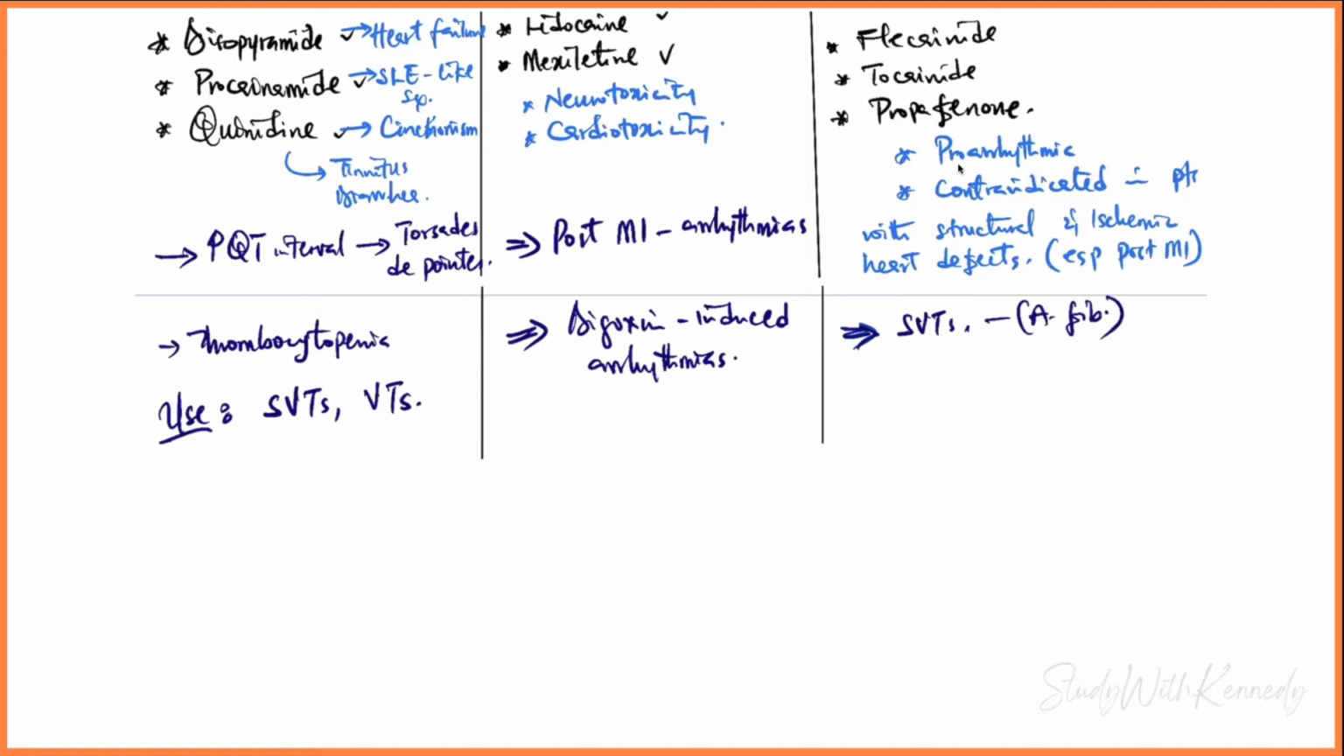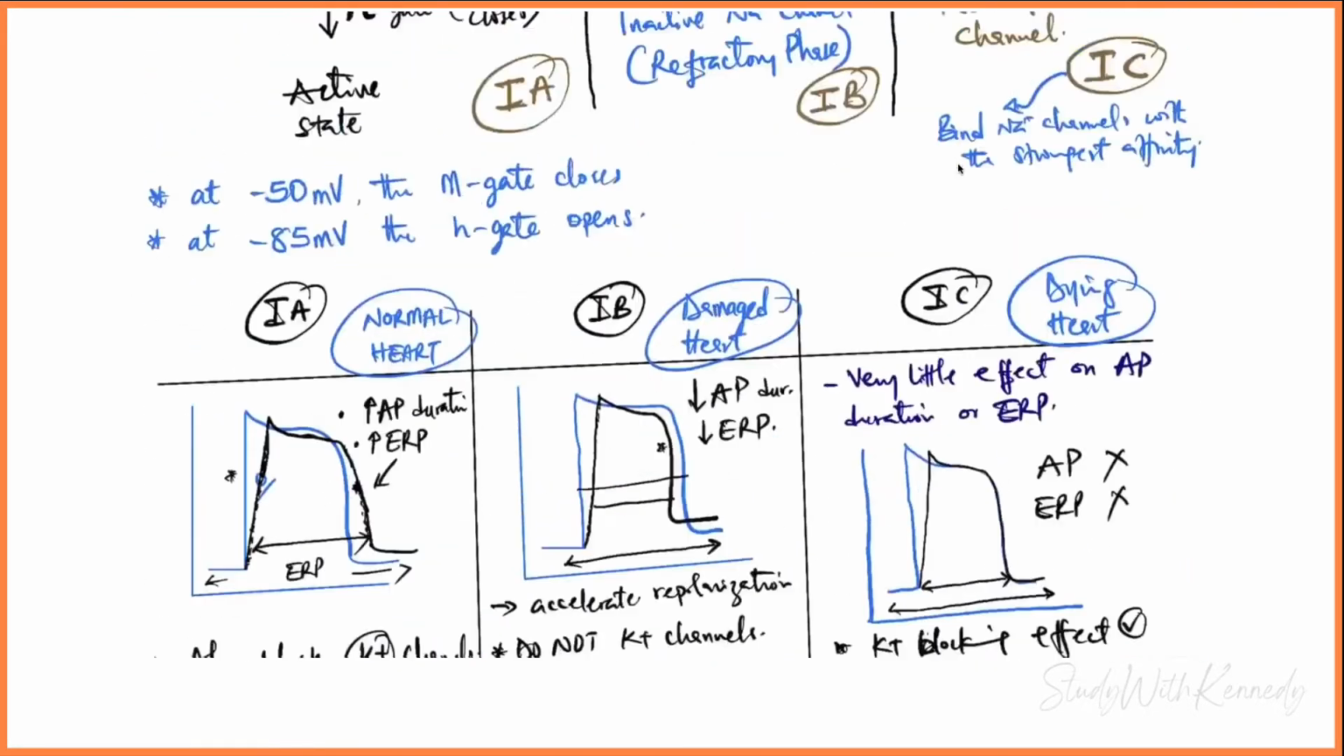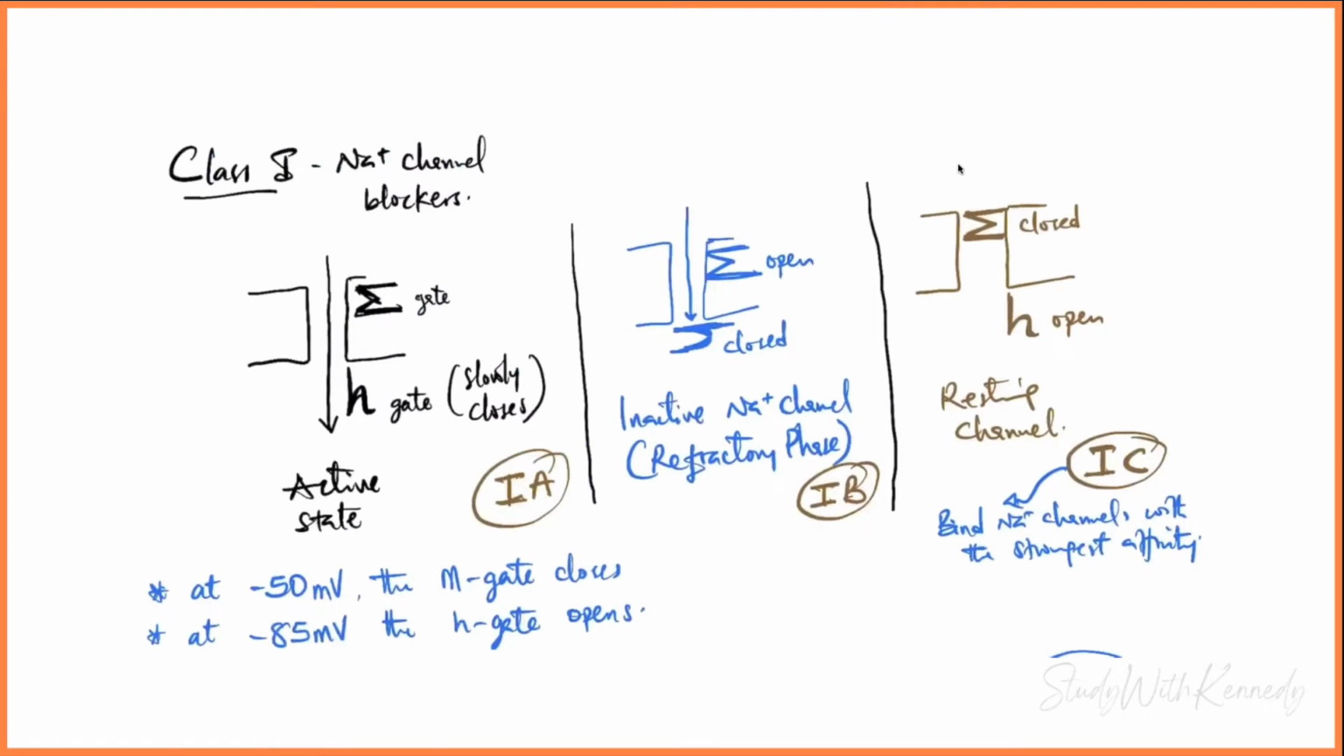All right, those are your class 1A, class 1B, and class 1C medications. Remember that all these medications ultimately are actually working on your Purkinje fibers and your ventricular fibers. So class 1A medications, and really most of the antiarrhythmics you're going to be talking about, are working on your ventricular and Purkinje tissue.